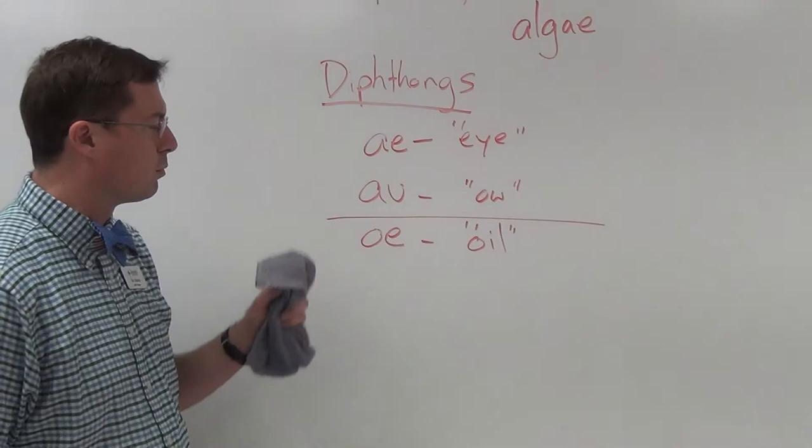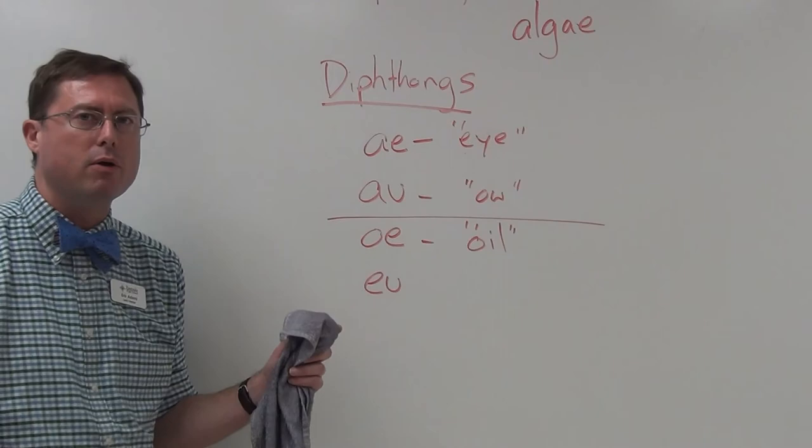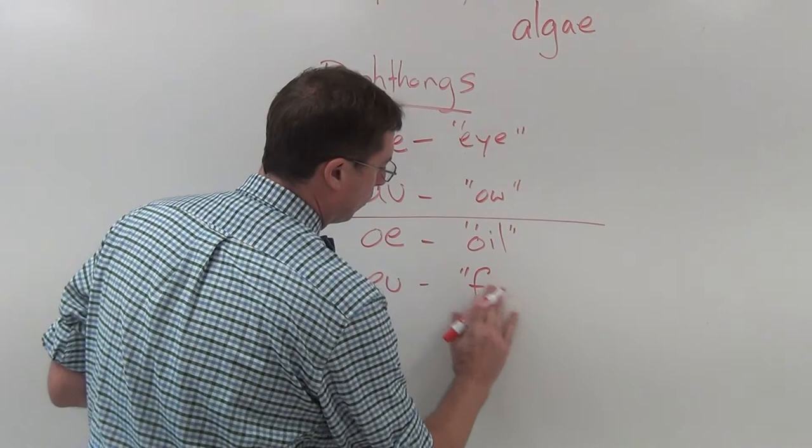And then the next diphthong is the combination of the letters E and U. It's difficult to describe, but it's kind of like the word feud. Like if you were to watch the television show Family Feud. Ooh.